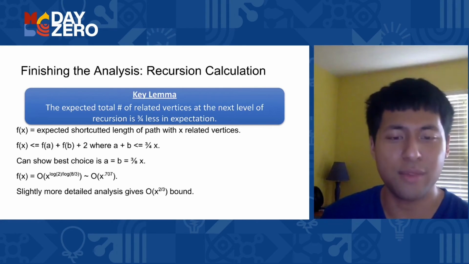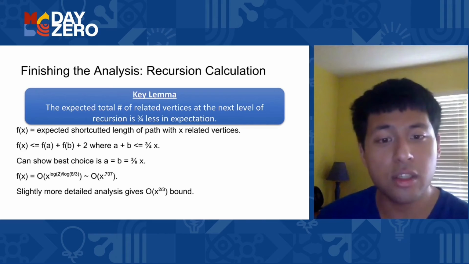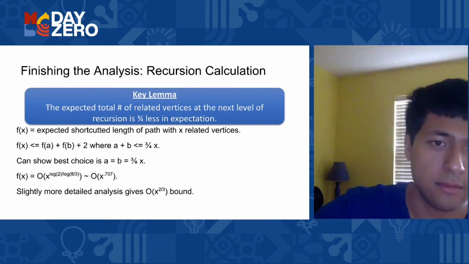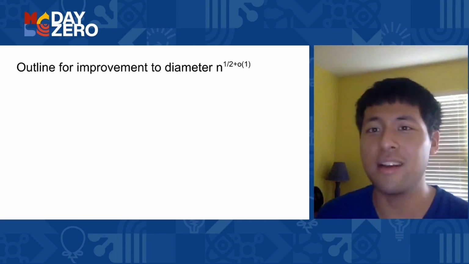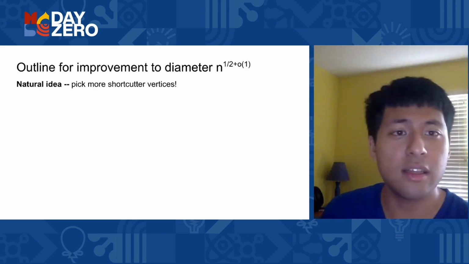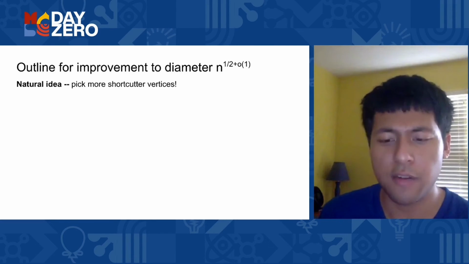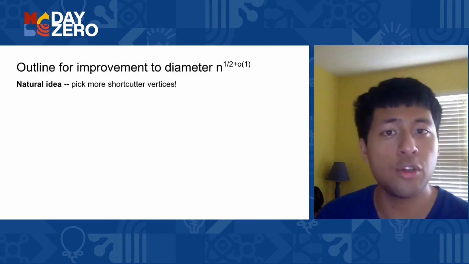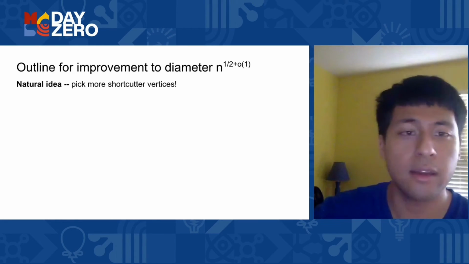So this algorithm I've shown builds a Hopset that shortcuts every path to length n to the 0.707, and I mentioned that a more detailed analysis can show an n to the 2/3 bound. In this one, I'm going to briefly outline how to improve it to n to the 1/2. The high level idea is we're just going to pick more vertices to run a BFS from. Unfortunately, you can't do this naively. You need to do it in a more special way.